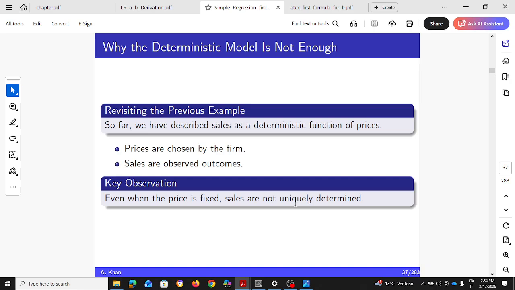So far what we did is we described the sales as a deterministic function of price. What we said, price was already chosen by the firm. And sales was what? Was the observed values of those fixed prices. So this means that even when the price is fixed, we cannot determine the sales uniquely. Why this? We will see.